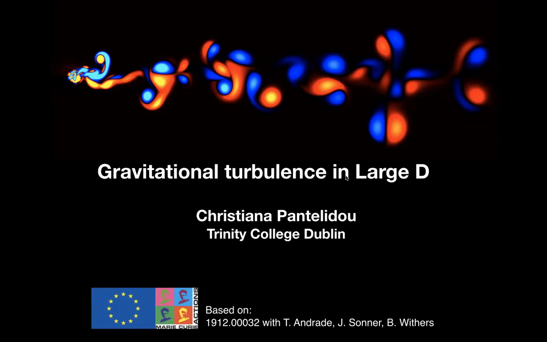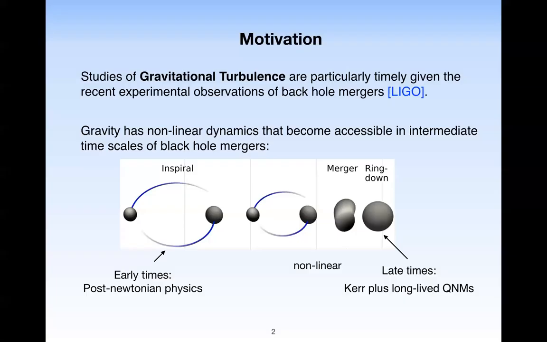when I'll try to tell you a bit about some interesting physics related to gravitational turbulence in the large D limit of general relativity. This is based on some recent work that we published in collaboration with Tomás Andrade at the University of Barcelona, Julian Sonner at the University of Geneva, and Ben Withers at Southampton University. So let me jump right in.